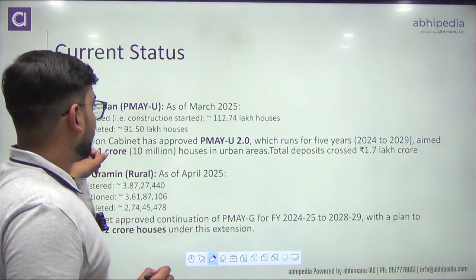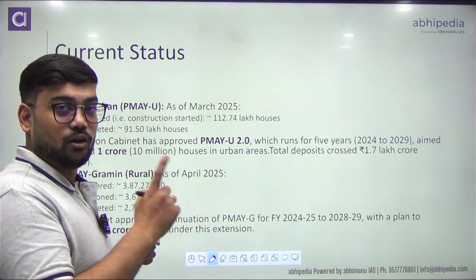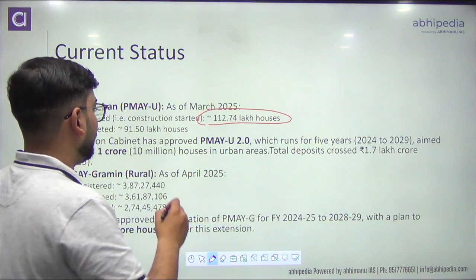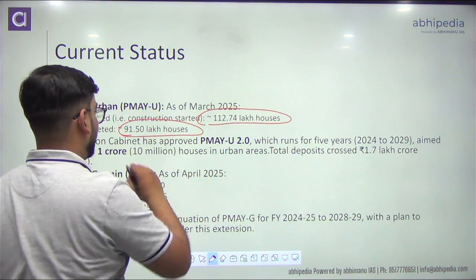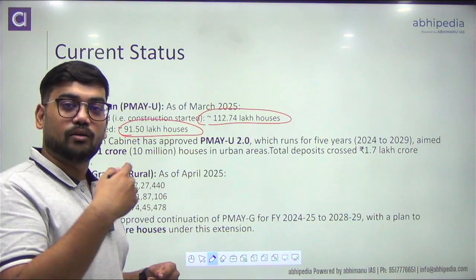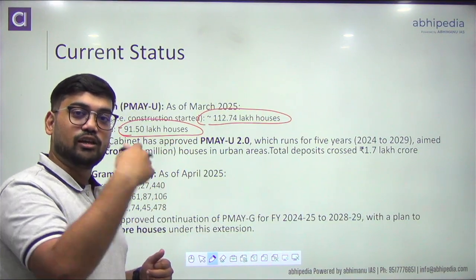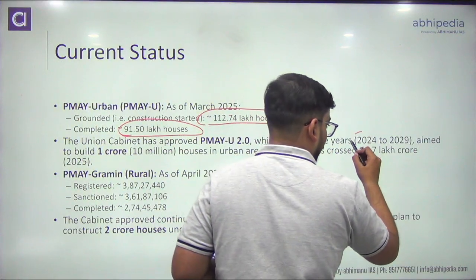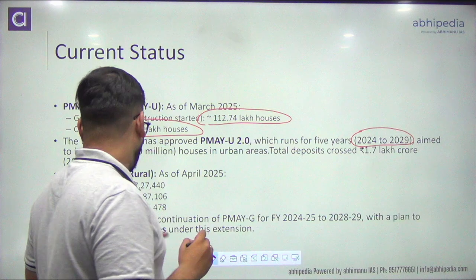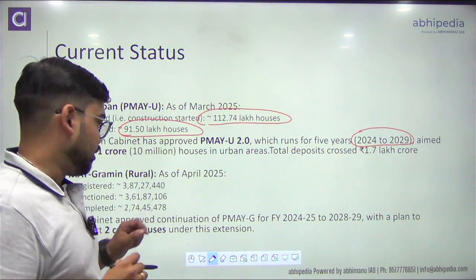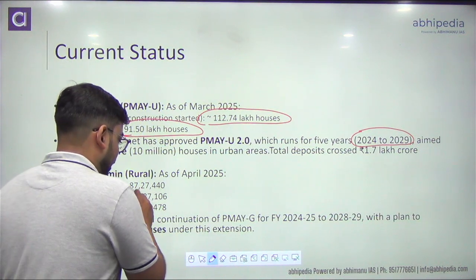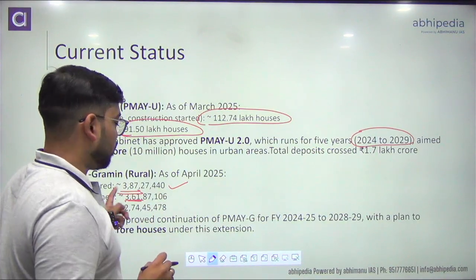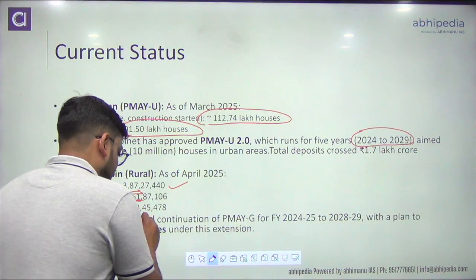PM Urban Awas Yojana mein kitne houses ab tak construct ho gaye? How many houses are constructed? That is 112 lakh houses. And how many have been completed? 91.50 lakh houses completed. Theek hai? As discussed earlier, that PM Awas Yojana Urban has been relaunched as PM Awas Yojana Urban 2.0. Theek hai? Which will run for a period of 2024 to 2029. Right? And what are the stats for PM Awas Gramin? More than 3 crore 87 lakh people have registered, sanctioned 3 crore 61 lakh, and how many have completed till date? 2 crore and 74 lakh.